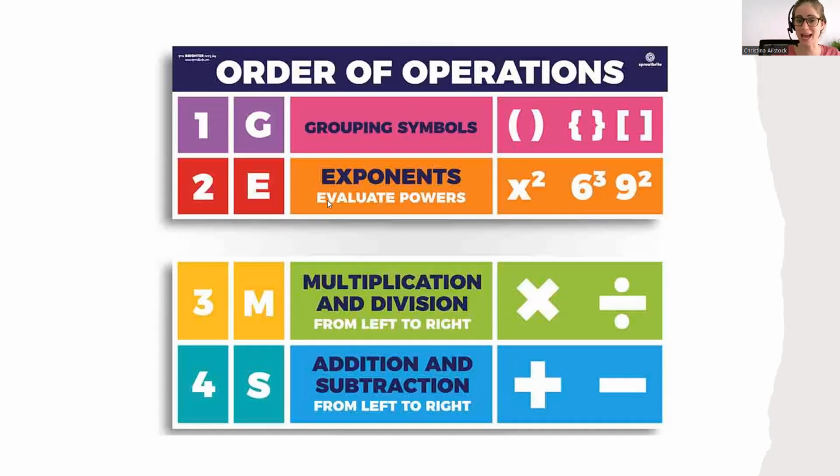Then second would be exponents. So here are some examples of exponents. Remember, that's that small little number at the top. And then the bottom two steps are multiplication and division, and then addition and subtraction.